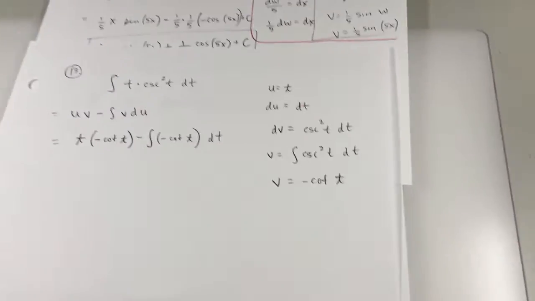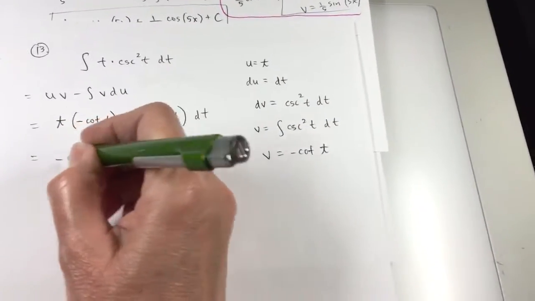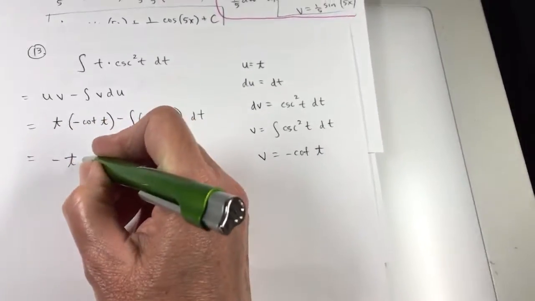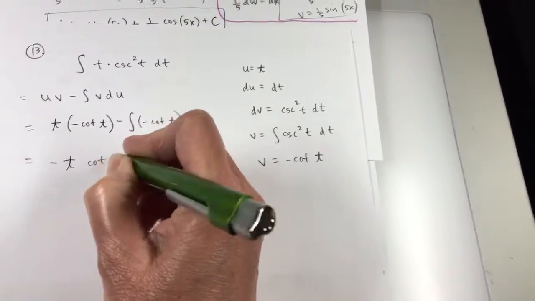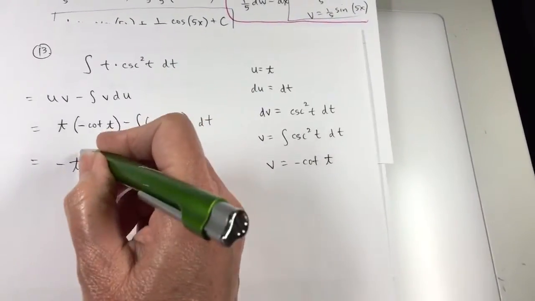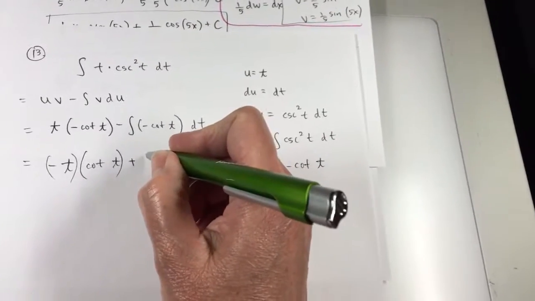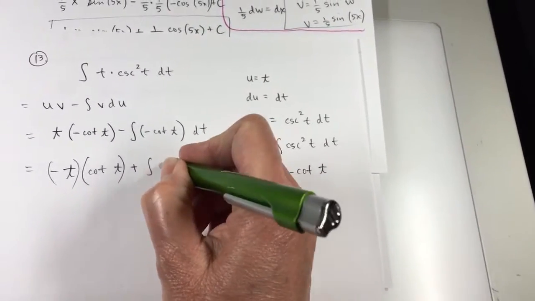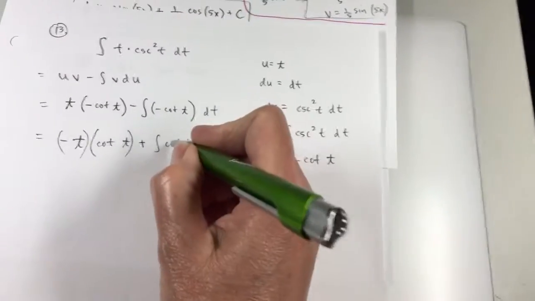Put parentheses around it. I'm going to take this negative sign and put it in front of the t, negative t times cotangent t, and maybe I might want to use parentheses here just to make it a little bit easier to read, plus the integral of cotangent t dt.